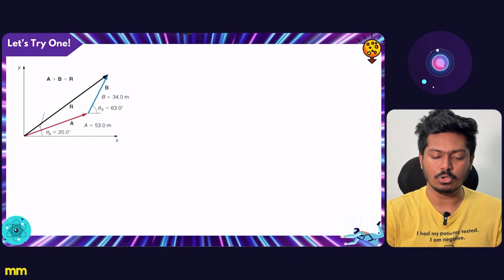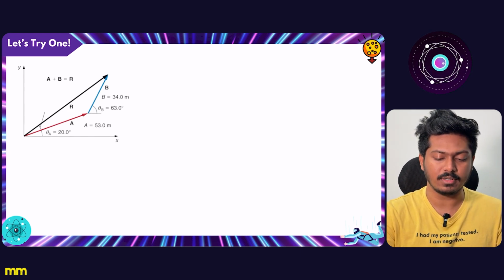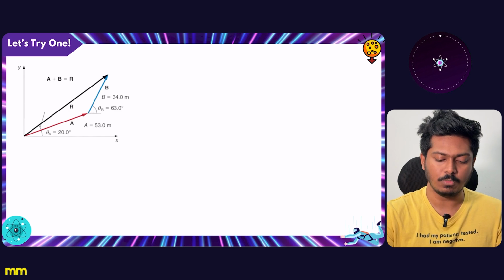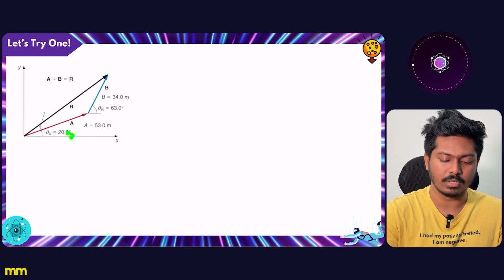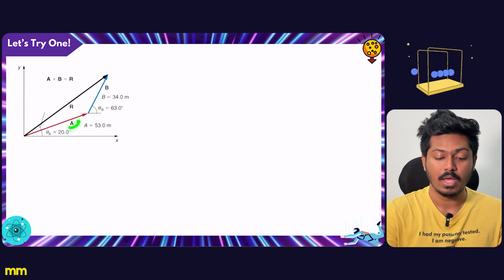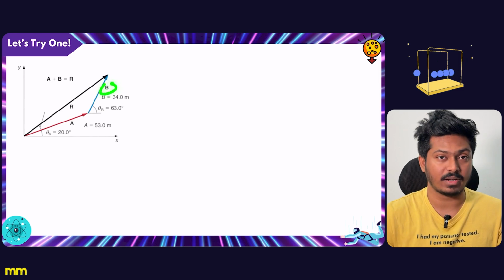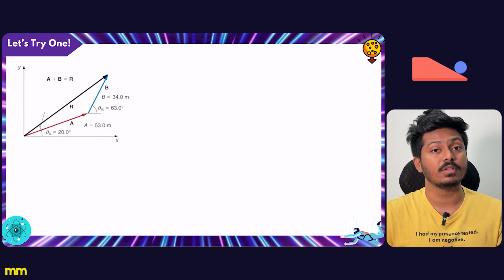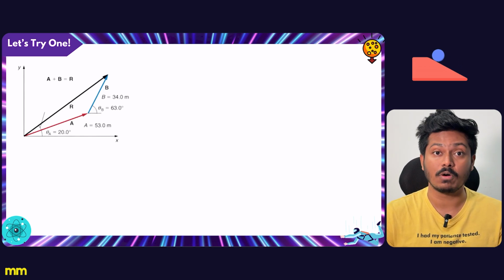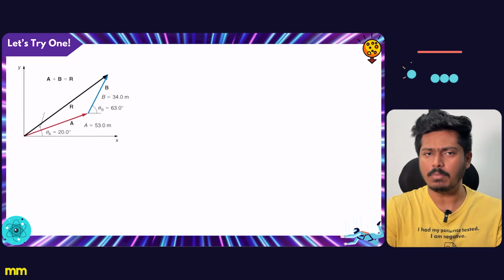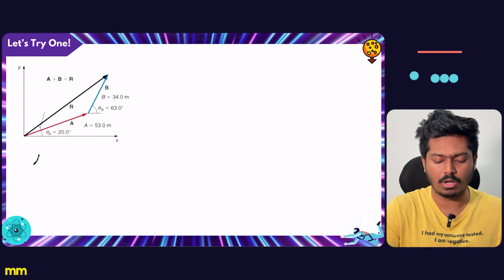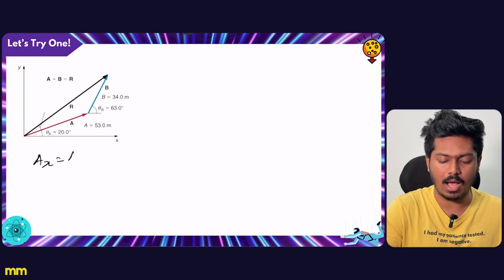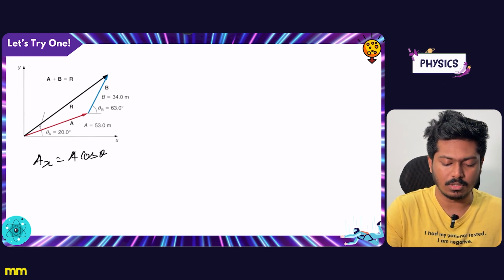The first thing I need to do is resolve vector A into two components. That would mean I need to find a horizontal component and a vertical component of vector A, and a horizontal and a vertical component of vector B. And then I need to find the resultant vector. So let me get started with finding the horizontal and vertical components of a vector. The formula still remains the same. The horizontal component, which is Ax, would be A cos theta, and the vertical component will be A sine theta.